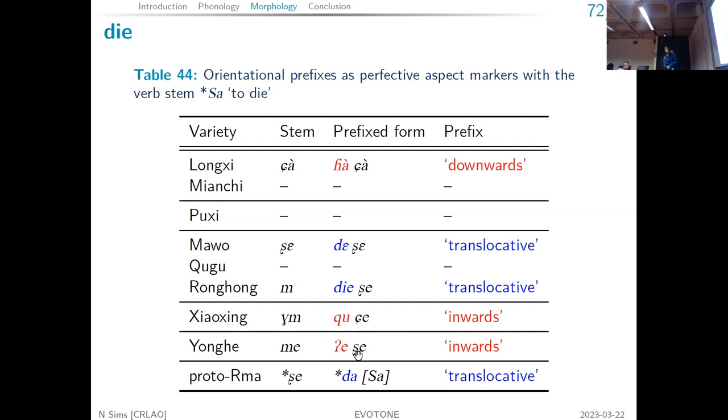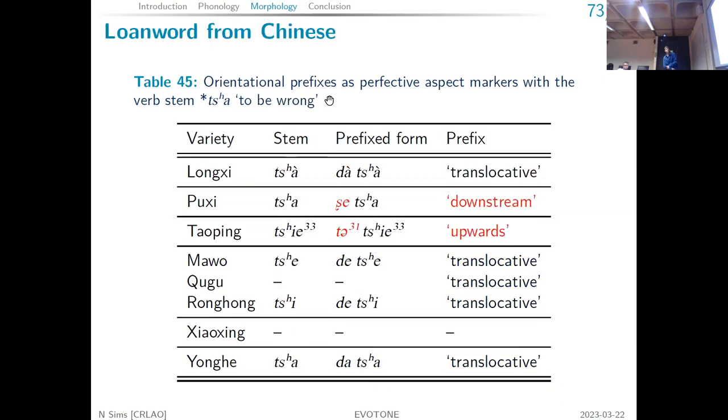I'm not really sure what to do with this one. I'll say for now that it's translocative. Let's see. There are cases where we have loanwords from Chinese also. So this is a loanword in Chinese, the verb chuo, to be wrong.